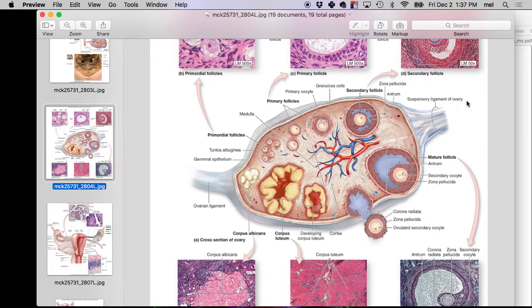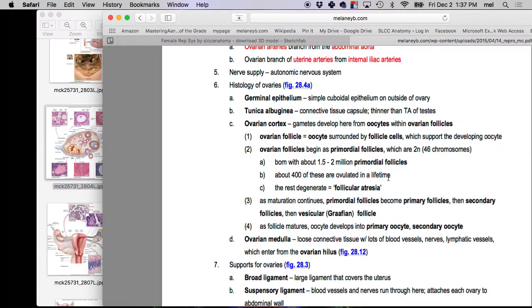Does that make sense? So these guys right here are called primordial follicles, and they are 46 chromosomes. You are born as a woman with about 1.5 to 2 million of those. That is more babies than anybody even intends to have in Utah, right? 1.5 to 2 million primordial follicles. In a regular reproductive lifespan, you will ovulate about 400 of those. Okay, the rest just degenerate as follicular atresia.